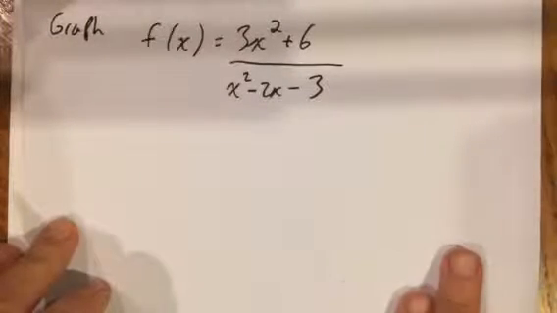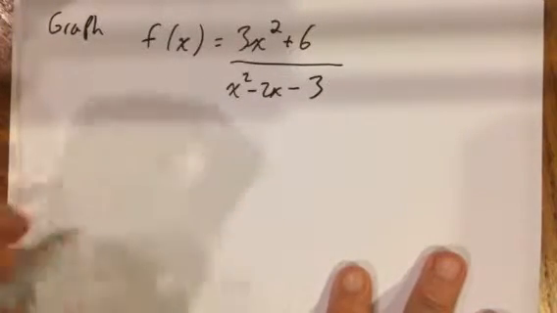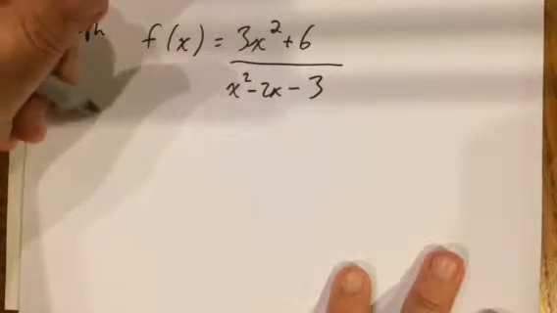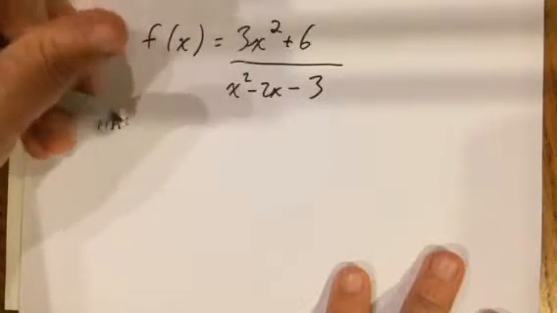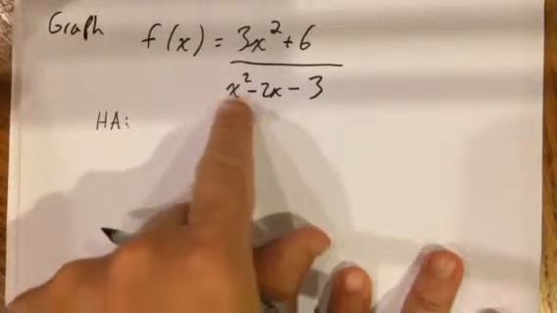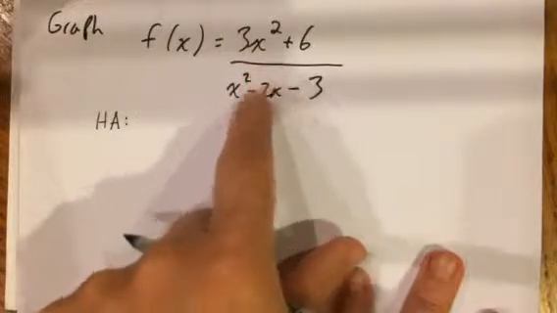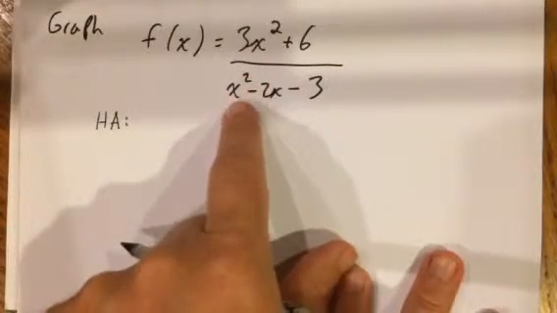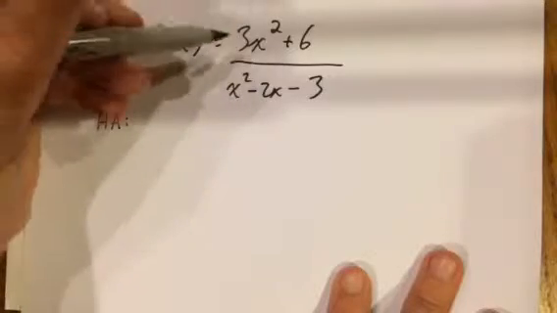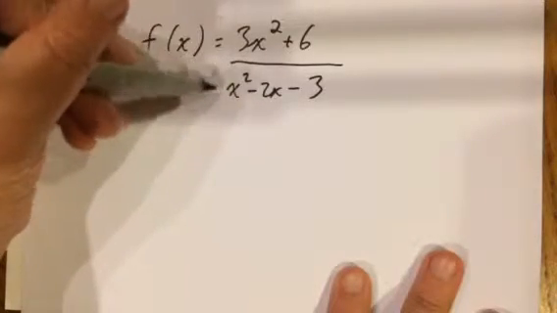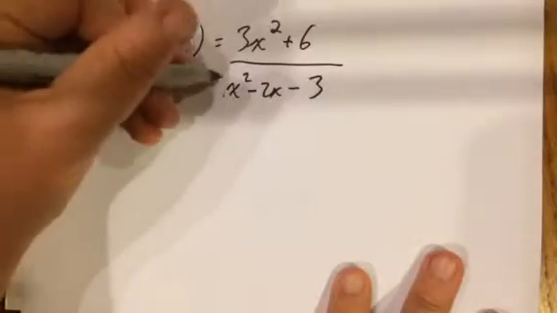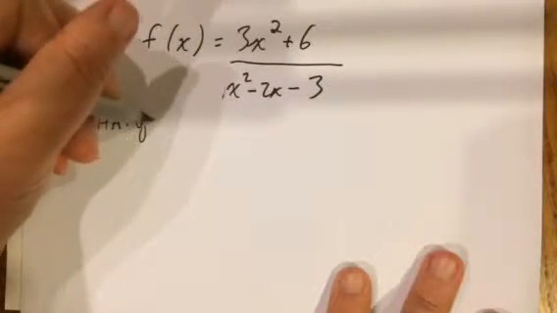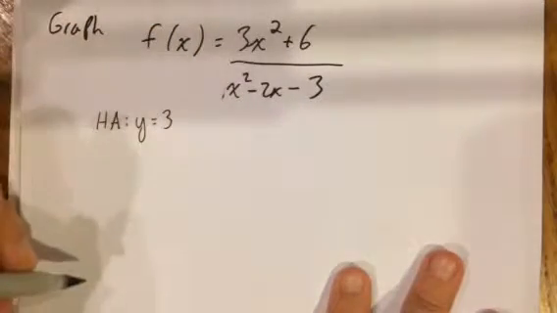Okay, so let's go ahead and try to graph this one. First thing I'm going to do is try to find my asymptote. So I'm going to try to find my horizontal asymptote. If I look at this, my x squared and x squared are my largest exponents, and they're the same on the top and bottom. So I'm just going to look for the ratio of the coefficients, so just the 3 over the 1. So 3 over 1 is 3, so I'm going to get a horizontal asymptote of y equals 3.